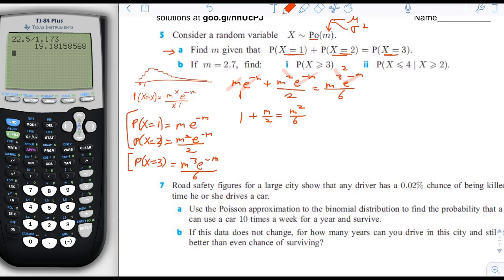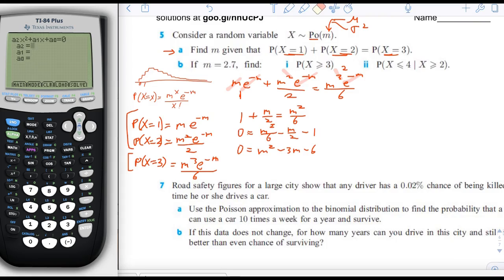And now I'm going to get a quadratic, so I'm going to subtract everything to the right side. So I'm going to have m squared divided by 6 minus m divided by 2 minus 1. And then I'm going to multiply everything by 6, so I don't have that 6 in the denominator, which is kind of annoying. m squared minus 3m minus 6. Now I'm going to factor. This is a job for poly SMLT. Put 1, put negative 3, and put negative 6 in for the coefficients.